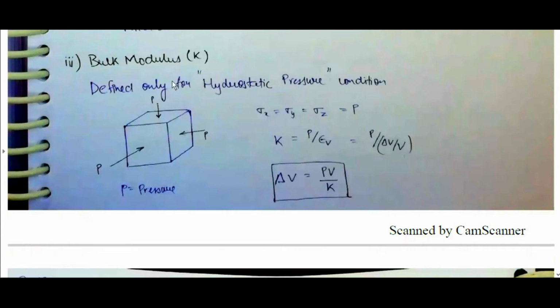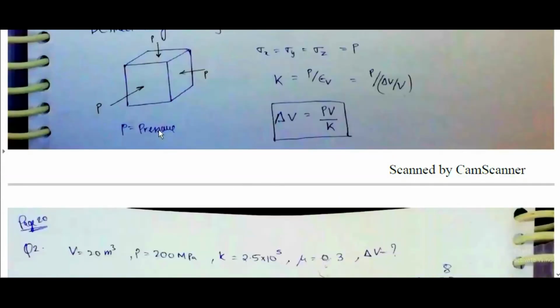Bulk modulus K is defined only for the hydrostatic pressure condition. Sigma x is equal to sigma y is equal to sigma z is equal to P. K is equal to P by epsilon v is equal to P by delta V by V. So delta V is equal to PV by K. Here P is equal to pressure.